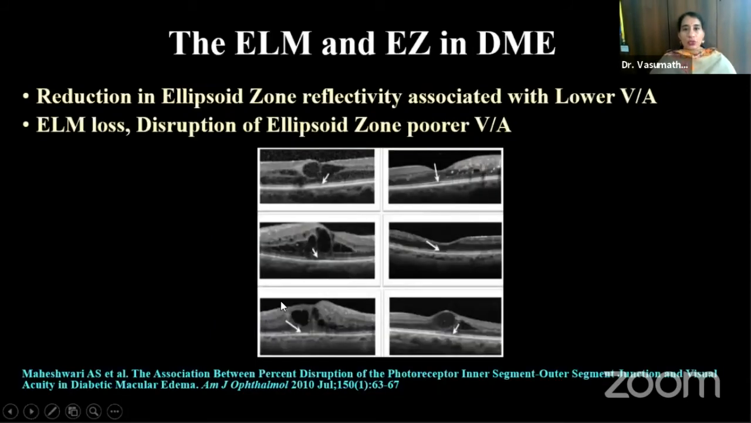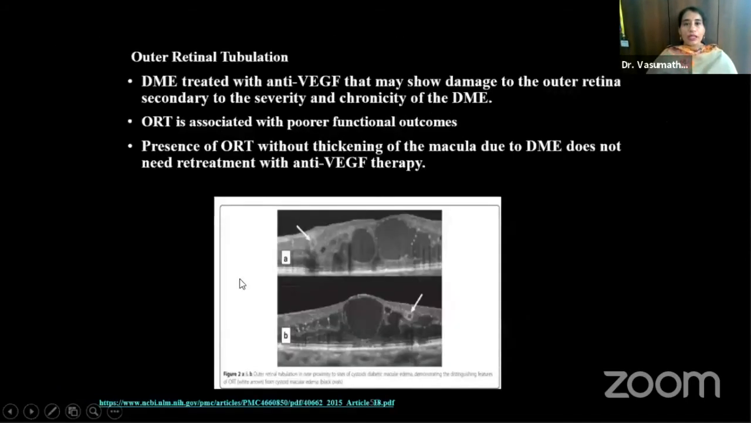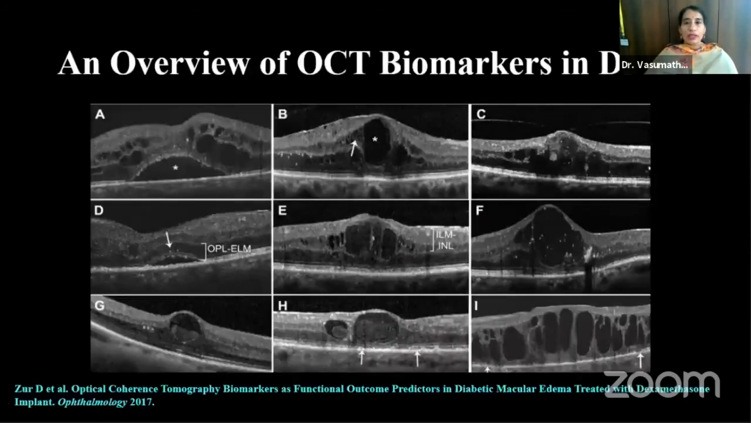And also, as I told you, we look at the external limiting membrane and ellipsoid zone in DME. And we'll also look for outer retinal tubulations. In contrast to cystoid spaces, the border of outer retinal tubulations, which suggest chronicity and a poor prognosis, are hyperreflective. So we look at that also. And this is a very good article. You can go up and look at it.